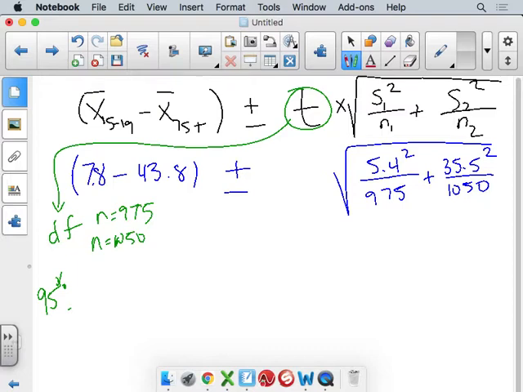And so what we're going to do is we always want to go on the conservative side for our statistics. So you always take the smaller sample. If you have two different sample sizes, what I want you to do is every time go for the smaller one, and then we're going to work off that. So the degrees of freedom is going to be 974.